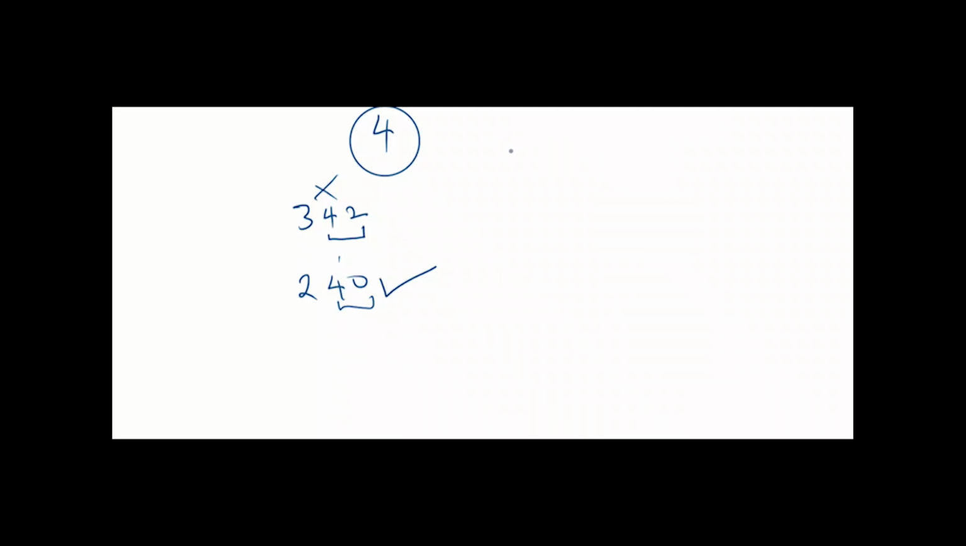So let's check another one. You have 248. Let's check if the last 2 digits are divisible by 4. The last 2 digits here make up 48, right? Is 48 divisible by 4? Yes, because 4 in 4 is 1, and 4 in 8 is 2. Since the last 2 digits are divisible by 4, that means 248 is divisible by 4. So that is the rule of divisibility of 4.